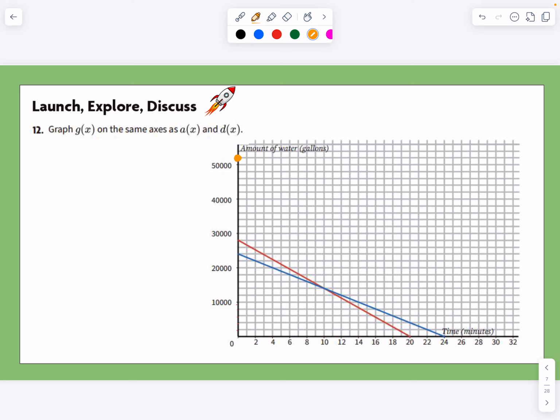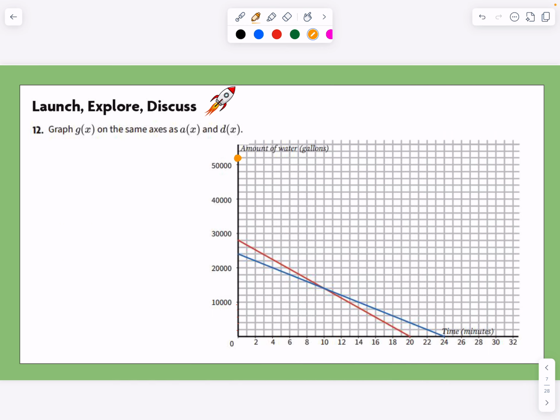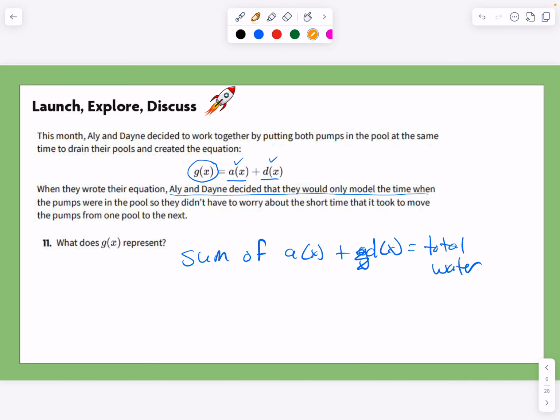So, the next question says, write the equation for the function g of x using the graph you created. Well, we didn't make a graph quite yet, did we? Well, how come we didn't make a graph? Because I'm not sure what we want to do yet. To do this, what we should do is combine from question 11 those two equations to make an actual g of x.